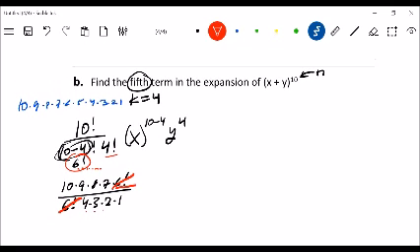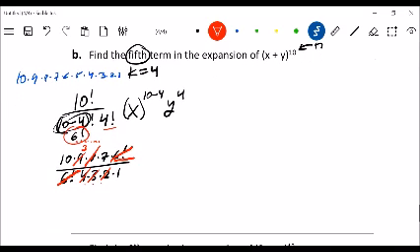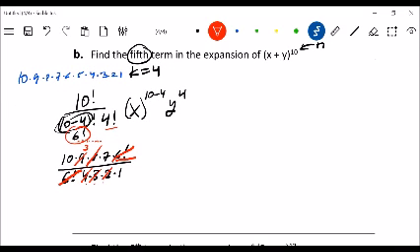So I'm going to look at these numbers and I see 4 times 2 makes 8, so I can just cancel that out. And 3 goes into 9 3 times. Oh, that's nice. That works out nicely. So what I have here is 10 times 3 times 7.